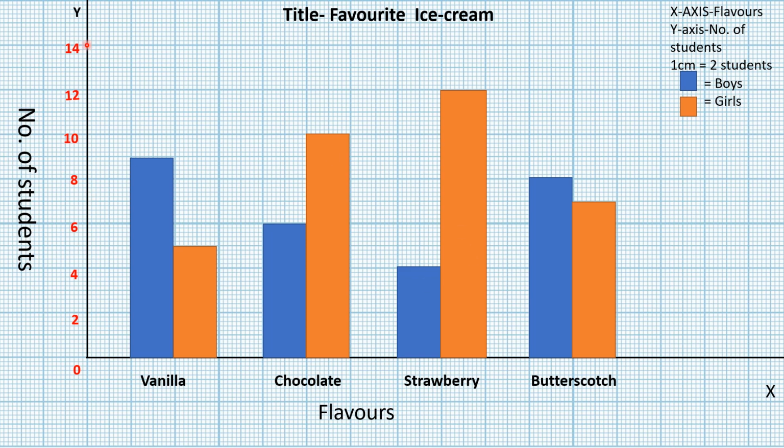So it is our double bar graph by which we can compare the flavors of ice cream which are liked by boys and girls, and we can easily find out just by looking at this bar graph. Strawberry flavor is liked by girls more than boys, and boys liked vanilla flavor more than girls. So it is our double bar graph.